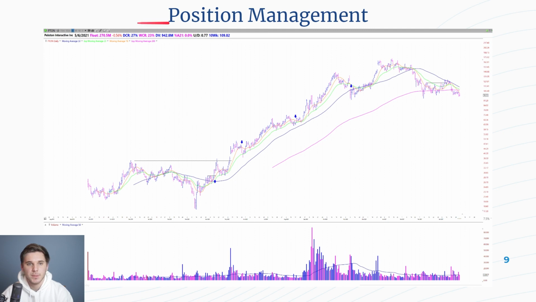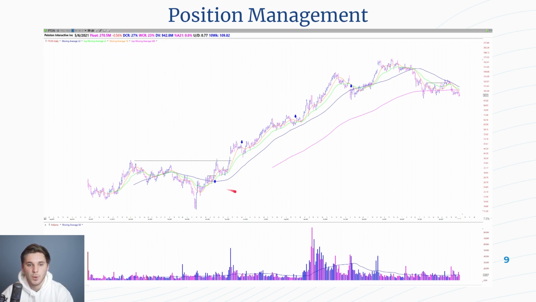And finally, let's talk about position management and how you might use different time frame moving averages to basically stagger how you exit a position and keep you in for the majority of a trend, like with Peloton in 2020. So here we're going to use the 50 SMA, the 23 EMA, the 10 SMA, and the 200 SMA.